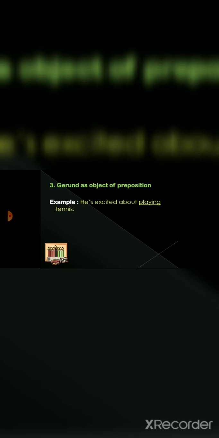Now, gerund as object of preposition. Object of preposition, look at that. He is excited about playing tennis. Before playing, there is preposition about. And you know that after preposition, the word needs to be ended with ing. That is mandatory. Otherwise, there will be an error. Okay, so in the same way, they have presented gerund as object of preposition. He's excited about playing tennis.